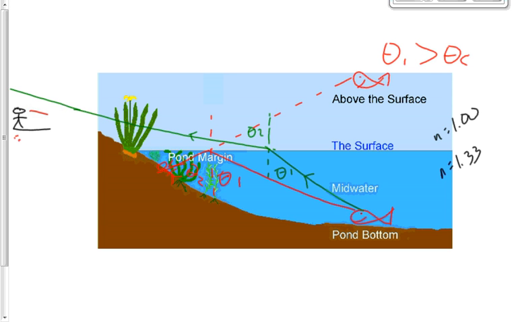You can imagine, anybody have divers here? Anybody gone diving? Scuba diving? Yeah. You ever notice that you can see what's below you, above you? Okay, that's total internal reflection.